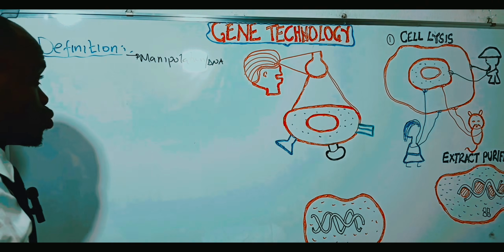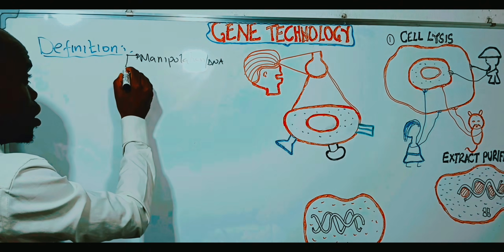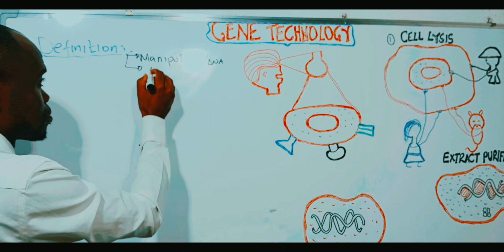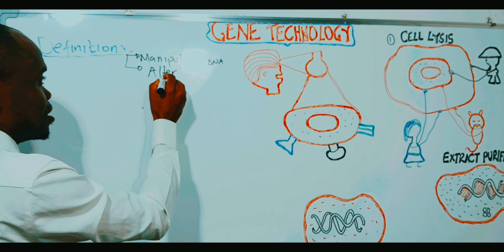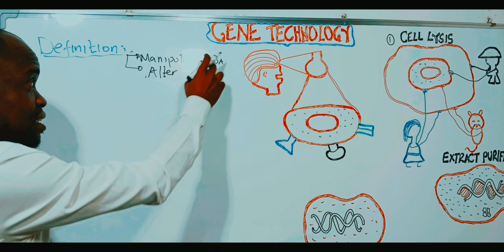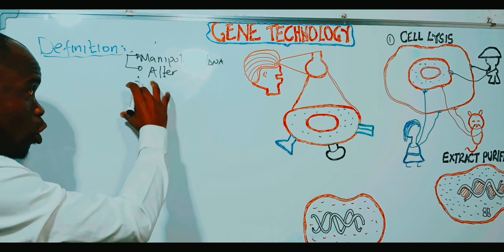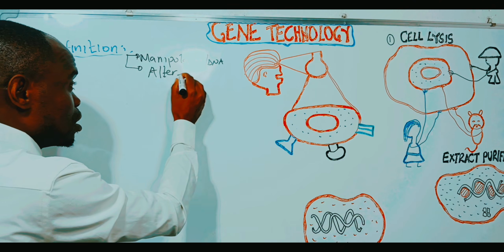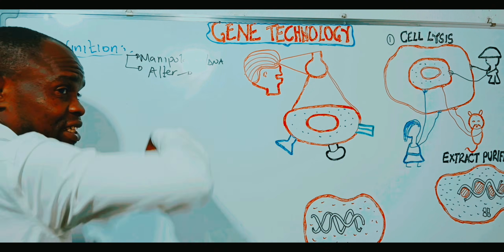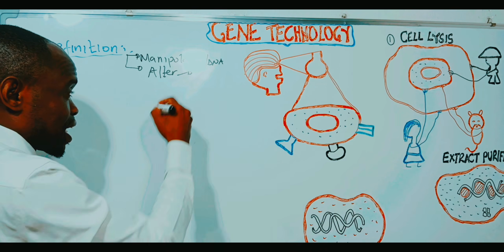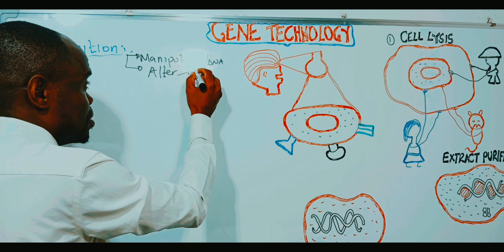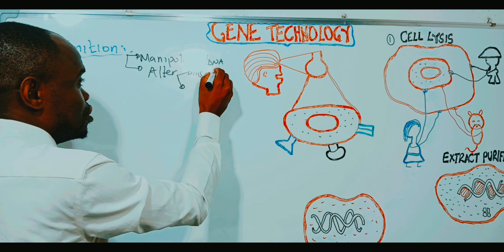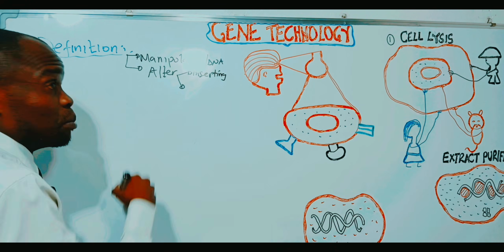Then when we manipulate, we can do this by altering. We must do what we call altering. What are we altering here? The DNA. You get? So during the altering, our changing of the DNA structure, we can either put in something or remove something. We can either insert genes, that means by either inserting genes or by removing genes.